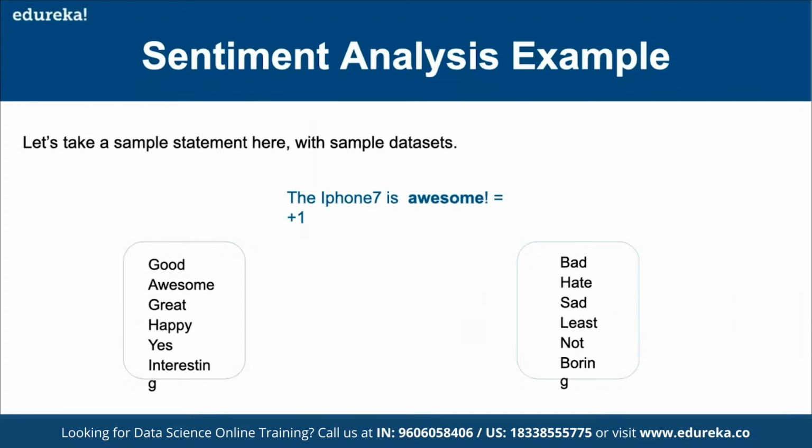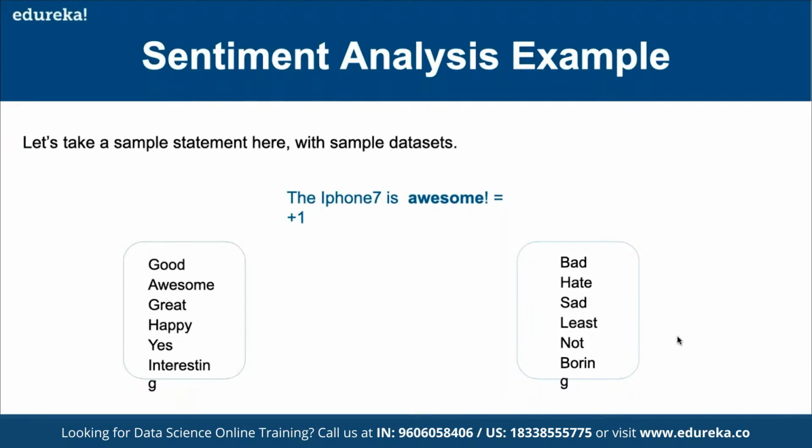Here we can take a small example before we move on to the hands-on, to understand better. For example, we have a sentence, iPhone 7 is awesome. So here we have plus one. Why? Because good, awesome, great, happy, yes, interesting, these are examples of positive words, whereas bad, hate, sad, least, not, boring are examples of negative keywords.